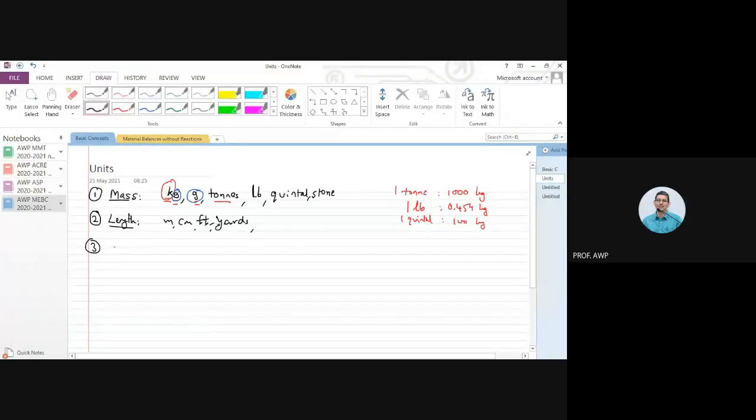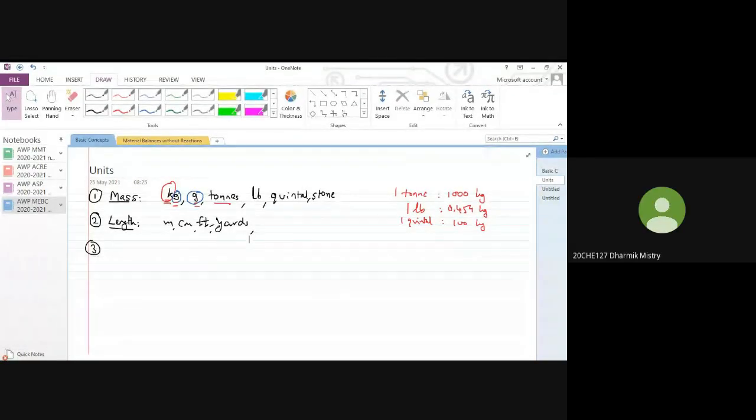So what is the conversion for stone? Your voice is breaking. Voice is not clear. What are you saying? For stone, sir. First, stone. So 1 stone. How much is 1 stone?